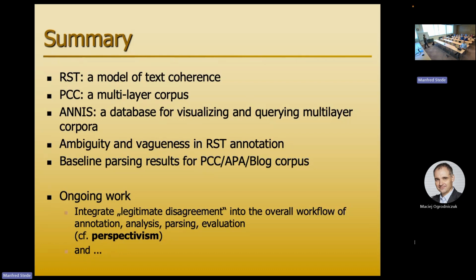Let me sum up. I tried to introduce rhetorical structure theory as a model of text coherence, and showed you the multi-layer corpus PCC and how it grew over 20-odd years. The ANNIS database is a freely available tool for visualizing and querying corpora. You can view corpora at a server. You can download your own ANNIS and install it yourself and put your own corpora inside. We talked about ambiguity and vagueness in eRST annotation, and very quickly some baseline parsing results.